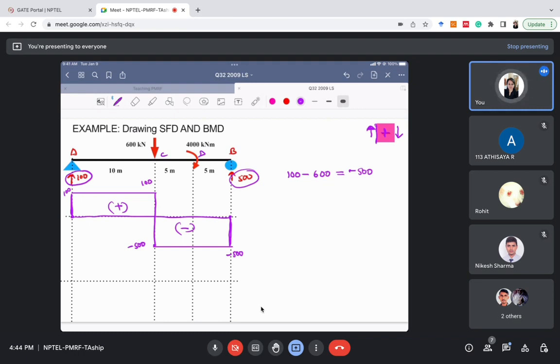The important thing to note here is that the couple or the moment which we have applied here will not affect the shear force diagram. It will only affect the bending moment diagram. So if the shear force diagram is done, I'll move towards the bending moment diagram. To draw the bending moment diagram, we will use this formula: M2 minus M1 equals the integral of V dx for every section.